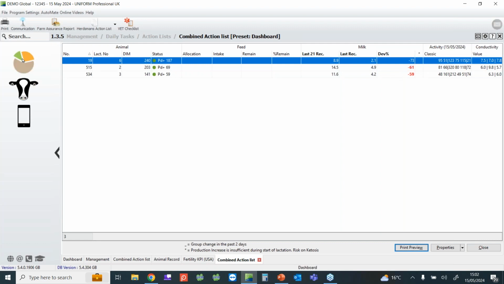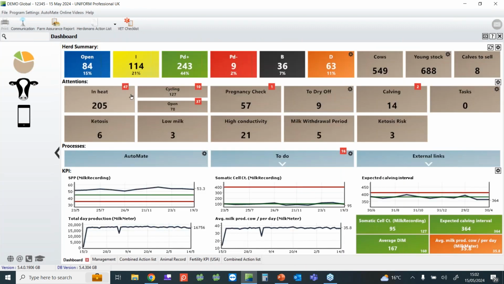So if we go back to the dashboard, we then have conductivity, any animals that are on a milk withdrawal, and then we have the ketosis risk. Now, this was a report that we did throughout Europe, basically with the help of Elanco. They produced really the relevant information to pull out the cows that we thought could be at risk.